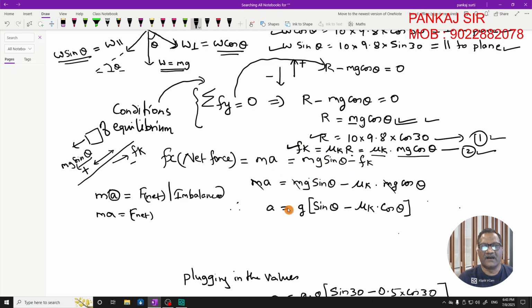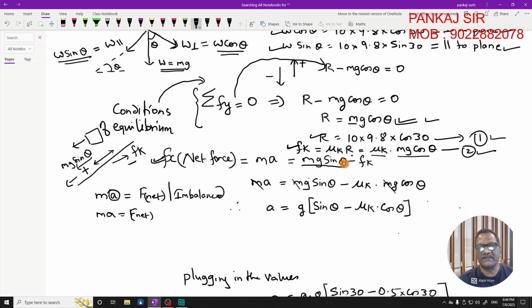So this net force, where I have written Fx net force, is equal to ma. This net force will be equal to mg sine theta, positive mg sine theta, minus Fk. Because Fk is going in the opposite direction, and the convention is that the frictional force going to the right you take as negative, and any force going to the left or downwards is taken as positive. So your net force will be mg sine theta minus Fk.